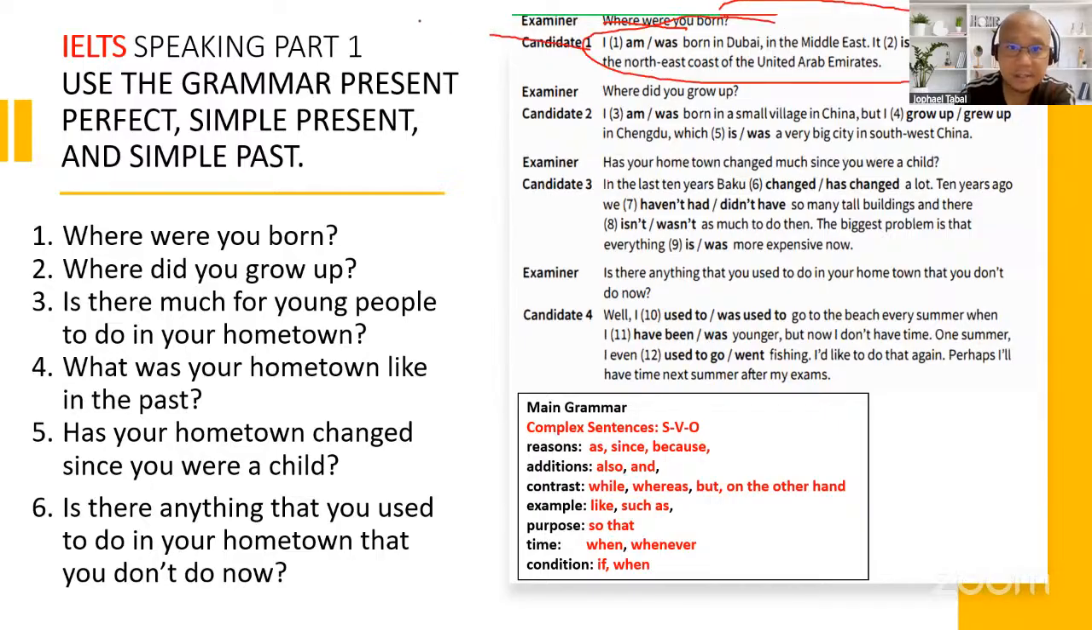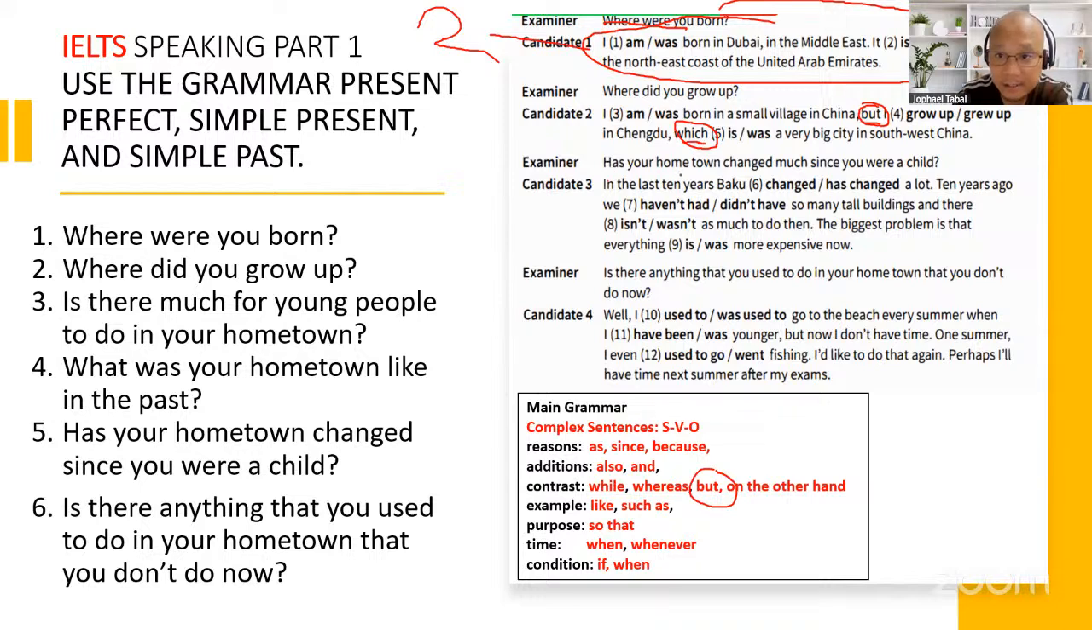I was born in a small village in Chengdu, but I grew up in Chengdu. So it's one sentence, but it uses a complex sentence, okay? So we have but and which, contrast, okay? So one sentence, but here uses two subordinating conjunctions, but and which. So that's how you must expand or extend your answer.